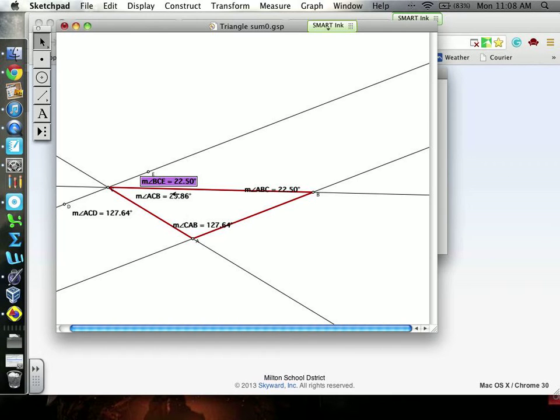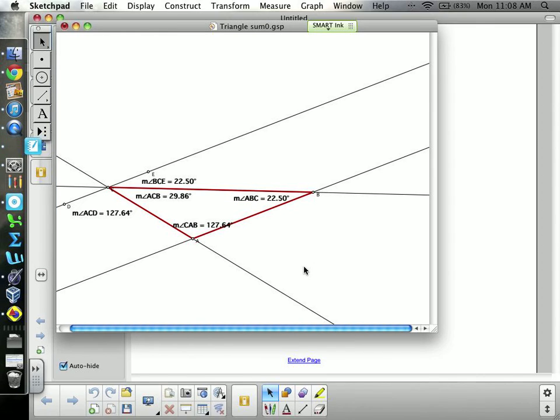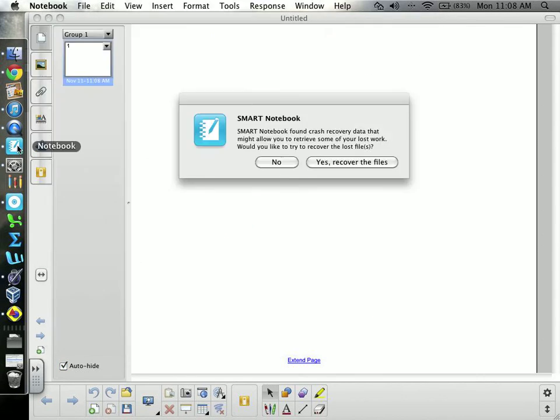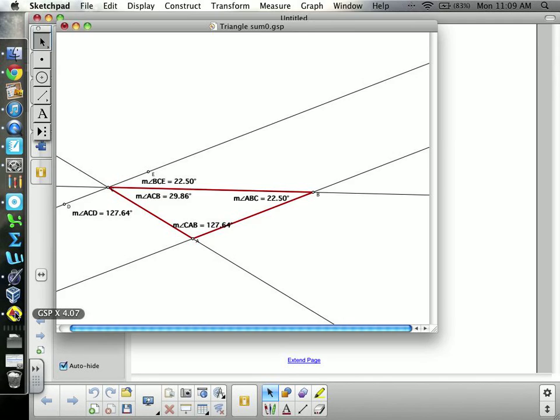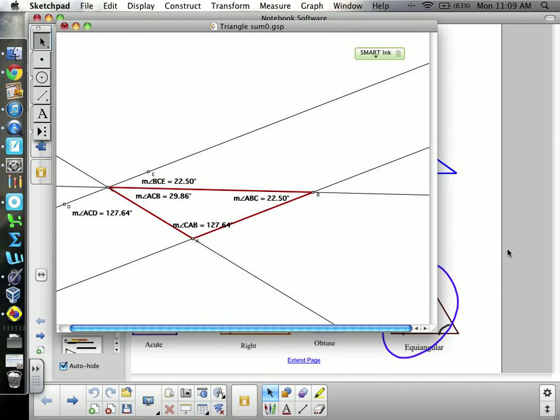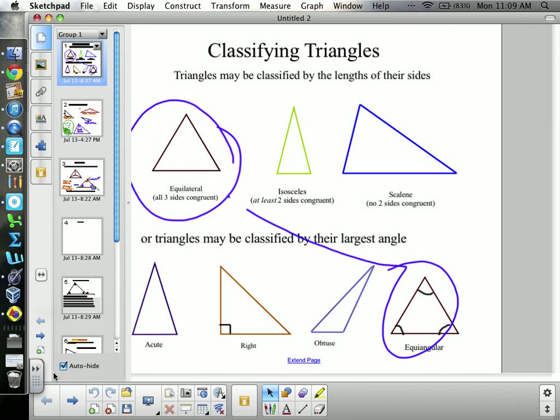But the sum of these three is still 180, and the sum of the three interiors is still 180. So it doesn't matter if I have obtuse, acute, or otherwise triangles. That's what we get. We're doing triangle sum. But that is our triangle sum theorem that we're dealing with.